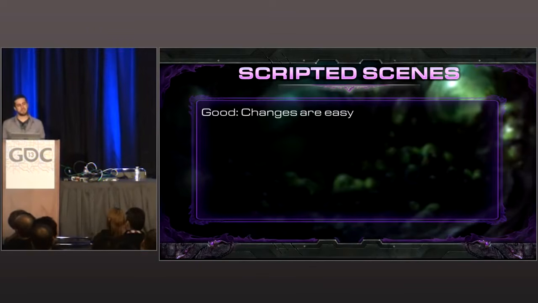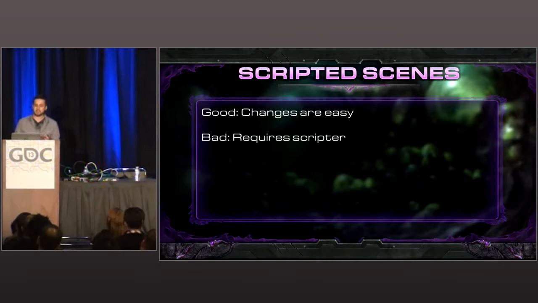First, for the scripted scenes, one of the cool things about them is that changes are really easy to make, right? If your writer decides he wants to swap dialogue lines or whatever, you just go into the code and you can just change the order of the code, and it's not a problem at all. But one of the problems is that it requires a scripter, right? It requires someone who's familiar with your scripting code and your game engine. And this may not be the person who's best suited to creating a cinematic experience. Or maybe you have an artist sit down with them or whatever. But it requires a lot of extra knowledge.